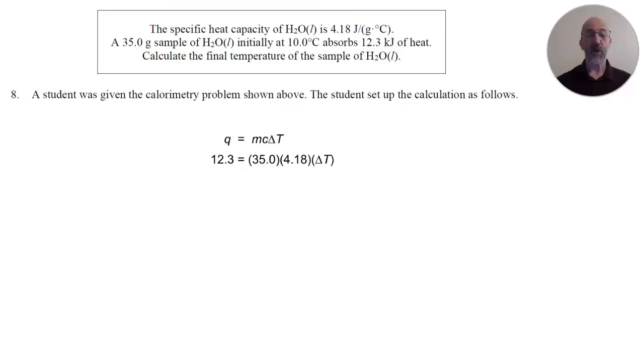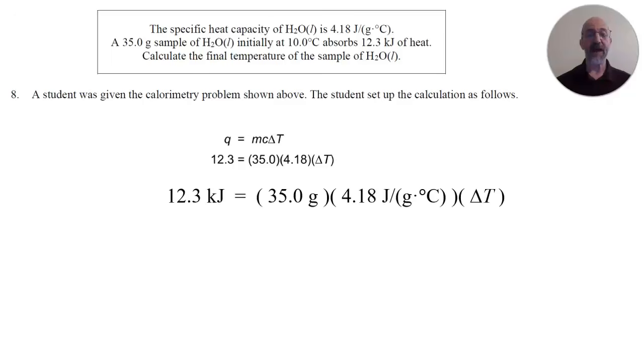If you're watching this video and you haven't yet found the mistake that the student made, I think you'll find it in a moment, because I'm going to go ahead and show the units for all of these quantities. The amount of heat that was absorbed by the water was 12.3 kilojoules. The mass of the water is 35.0 grams. The specific heat capacity of the water is 4.18 joules per gram degree Celsius. And then we're solving for the delta T, the change in temperature.